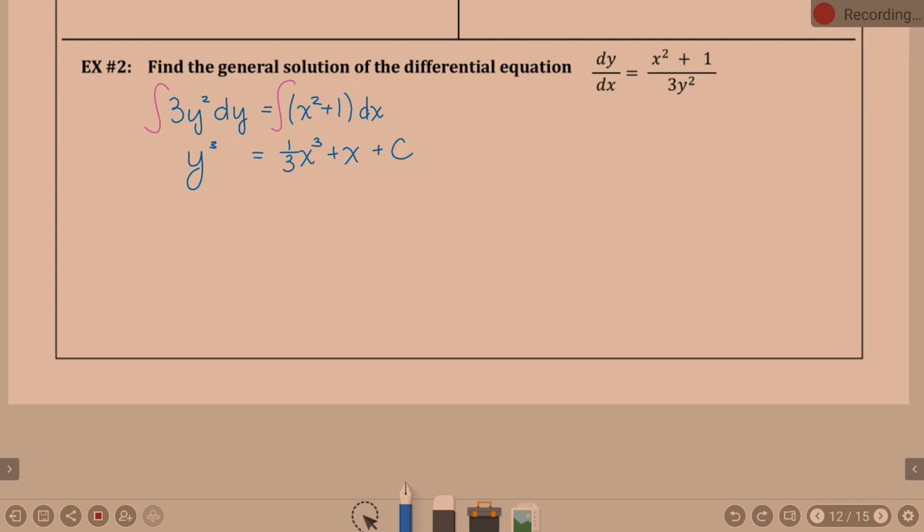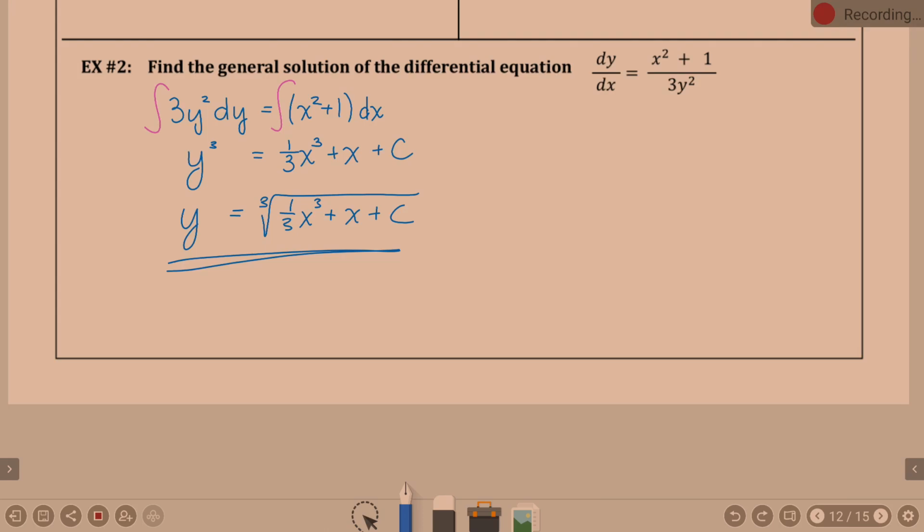Now, in terms of options here, what options do I have? One option, what could we do? Take the cube root. So y is the cube root of 1/3 x cubed plus x plus c. What's the other option I have here?